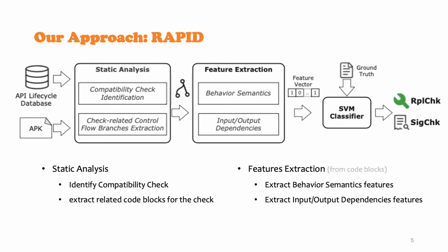Despite many challenges, we design an excellent tool, Rp, to detect and classify compatibility checks. Rp has two main components. One is the static analysis component. The other is the feature extraction component. In static analysis, this tool first identifies compatibility checks by taint analysis. Then, it extracts related code blocks for the check. These code blocks will be sent into the feature extraction component. In feature extraction, Rp will compare the unsupported API with every API in the other branch. By doing data flow analysis, Rp can extract both behavior semantics features and input-output dependencies features. These features will be converted into feature vectors for classification.